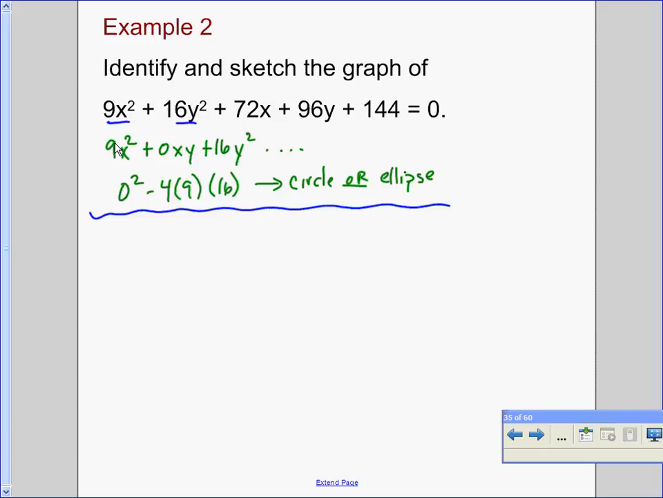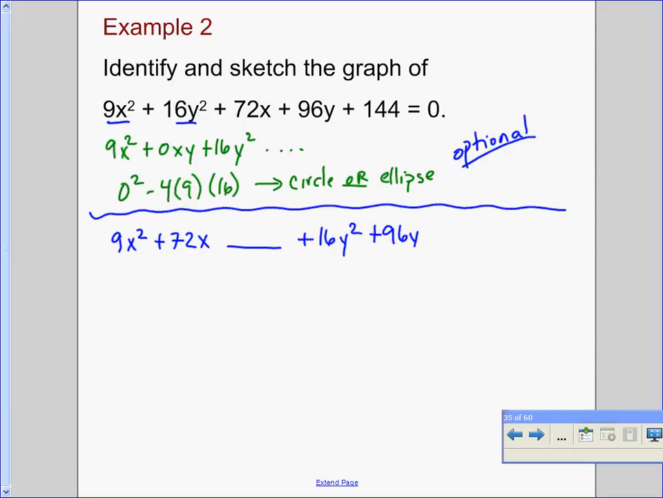So now let's talk about actually completing the square. And remember, this is sort of an optional step. All right, so we have our equation. What I'm going to do is arrange that equation such that all of our x's are together and our y's are together, and at the same time, I'm going to move the constant to the other side and set it up to complete the square. So I've got 9x squared, and then I've got a plus 72x, and I'm going to leave a blank because I want to complete the square. Then I've got my y terms, which are 16y squared, plus the 96y. And I'm going to leave a blank, and then I'm going to move that 144 to the other side.